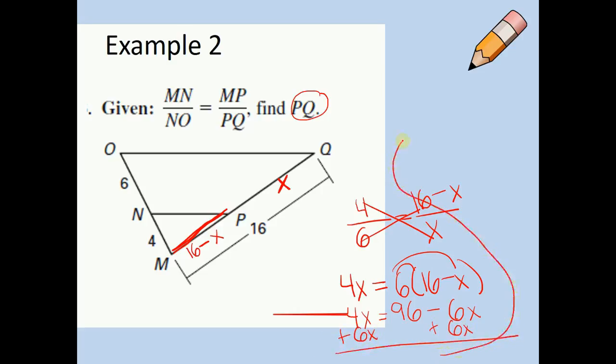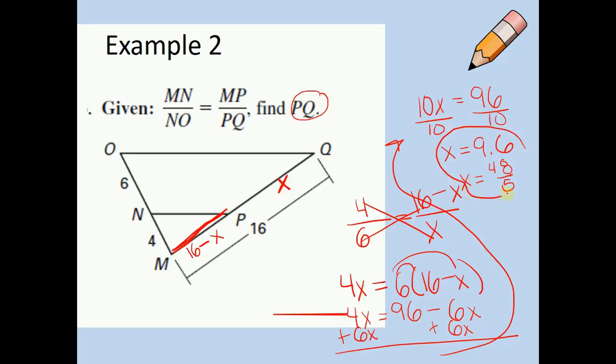I'm going to travel up here. Went too far down here. So I got 10x equals 96. Looks like we got to divide by 10. So I get x equals, I don't divide nice. I get 9.6 for a decimal, or if you want the fraction version, that would be 48 over 5, because that simplifies down only by 2.